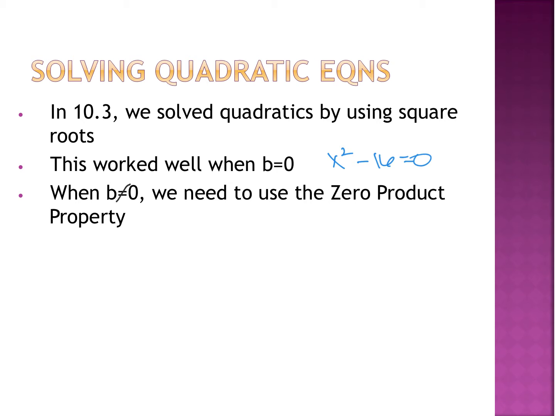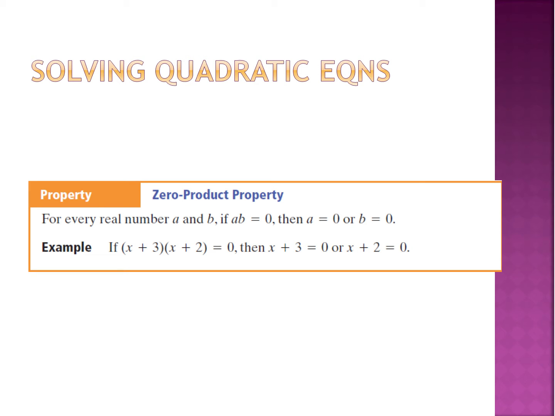Now, when we have an instance where we have a b value, we're going to have to use something called the zero product property in order to help us solve a quadratic equation. And the zero product property is kind of like what the name indicates. It's going to take the products of the factors for the polynomial, and we're going to set those factors equal to 0.